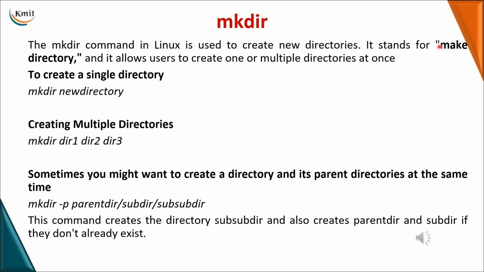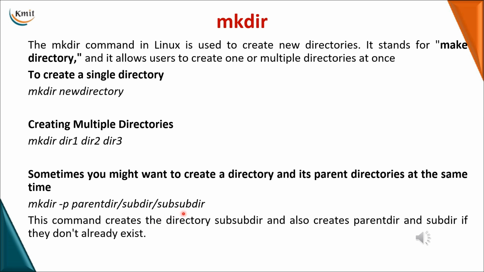So when you want to create a directory, we go for using make directory, which is mkdir. Mkdir followed by the name of the directory when you want to create a single directory. And when you want to go for creating multiple directories, it is mkdir followed by the multiple directory names separated with a space.